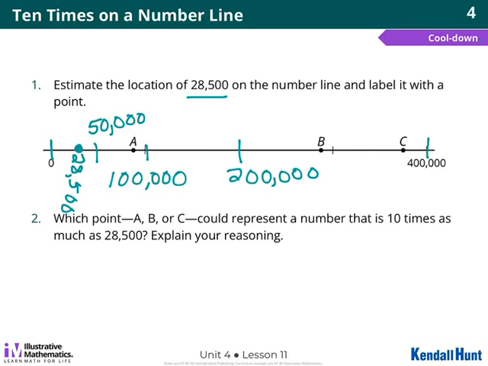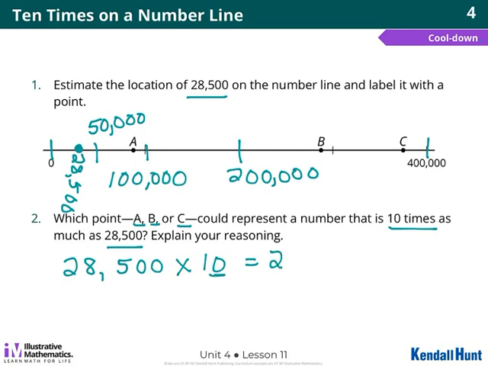Okay, number 2. Which point, A, B, or C, could represent a number that is 10 times as much as 28,500? Explain your reasoning. 10 times as much, so 28,500 times means to multiply. Well, when I times it by 10, there's one zero.